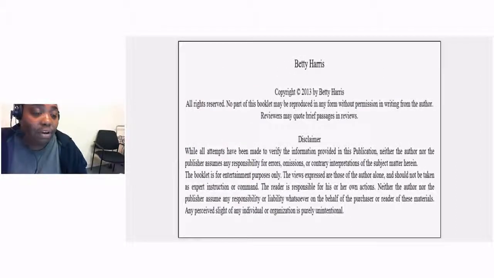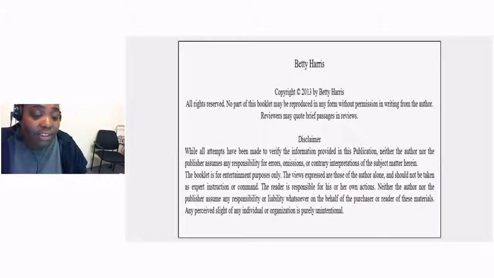Here's an example of what a copyright should say. And it just simply says all rights reserved. No part of this book may be reproduced in any form without permission in writing from the author. Reviewers may quote brief passages in reviews. And then what that simply means is that if someone reviews your book, they may want to take out a quote and to emphasize the content of your book. And so you're giving them permission to basically do that.